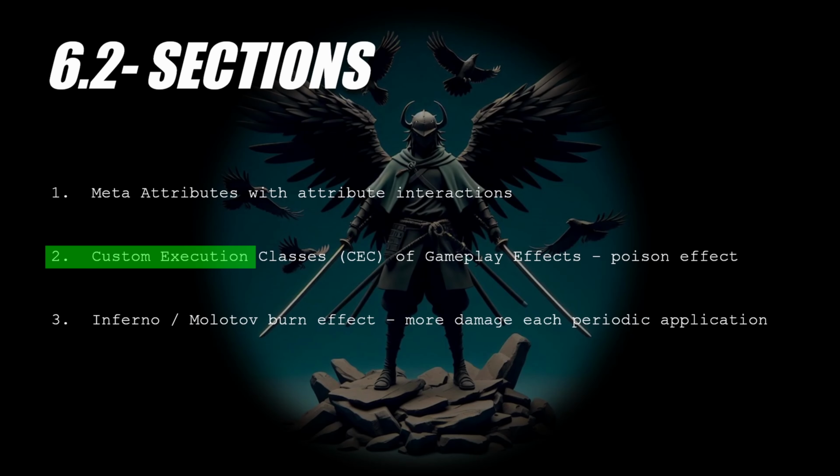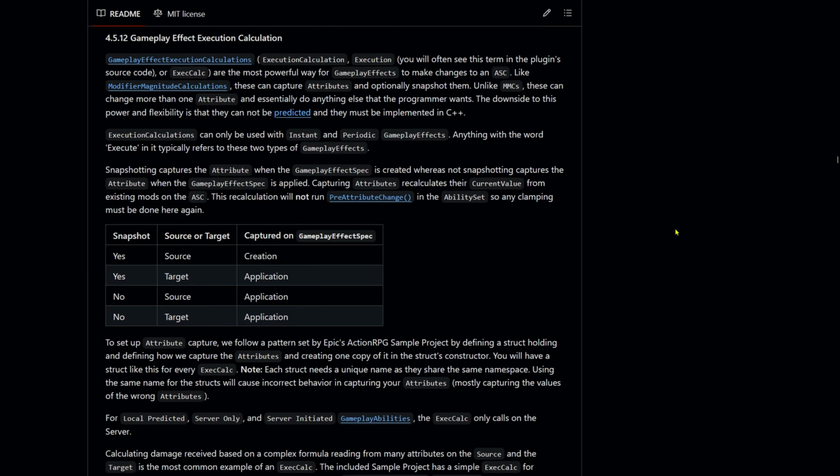The next section is about custom execution calculation classes, CECs. Gameplay effect execution calculations are like the sibling classes of MMCs, in the sense that you can capture attributes and optionally snapshot them for complex calculations. Although, unlike MMCs, they give more power and control in modifying the effect spec that could involve changing multiple attribute modifications.